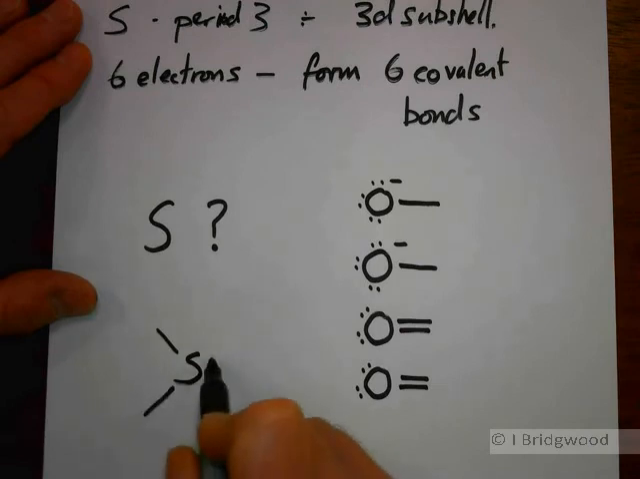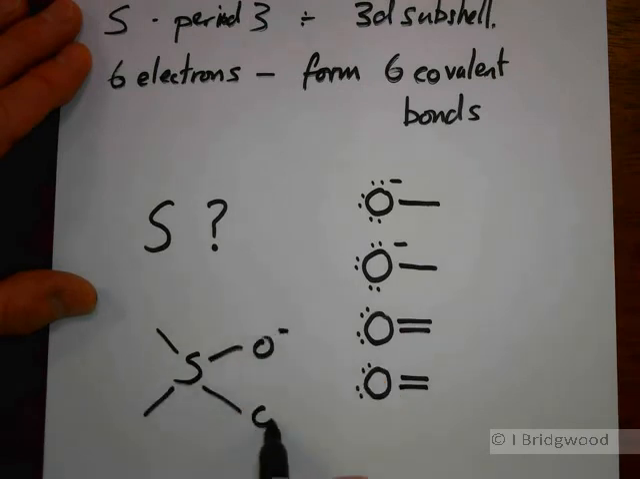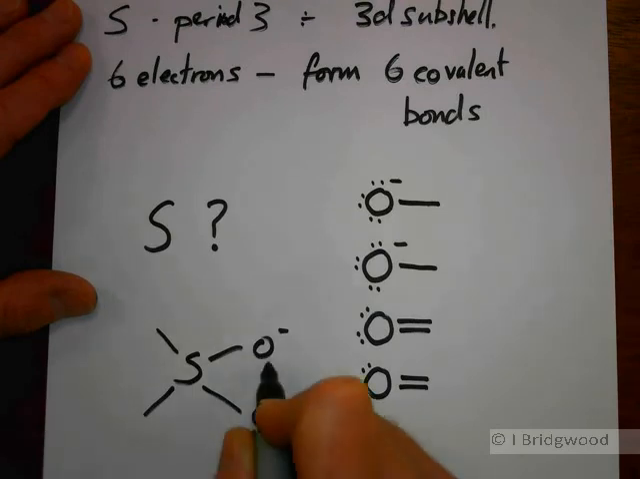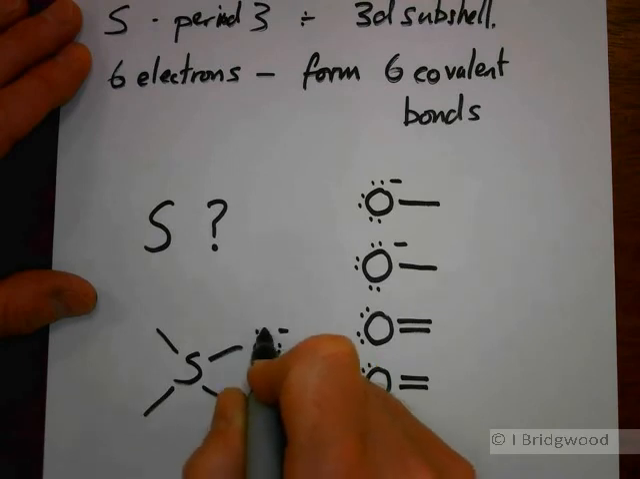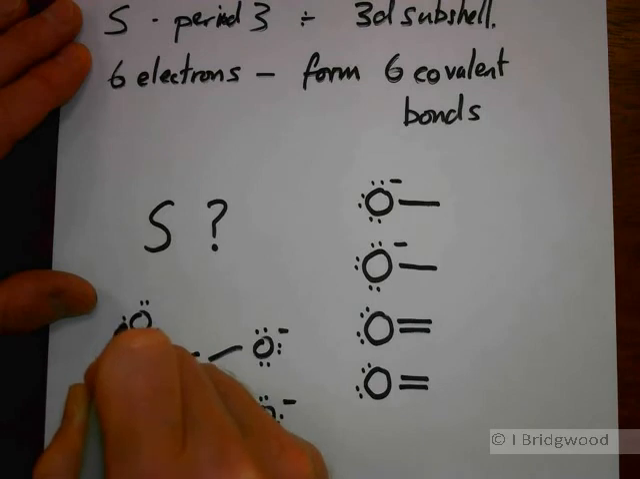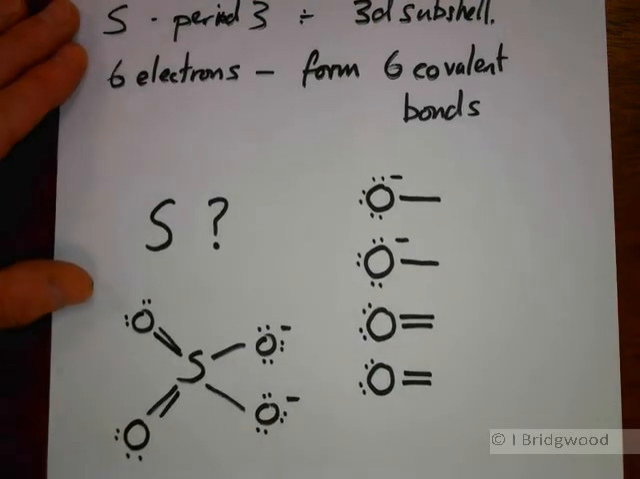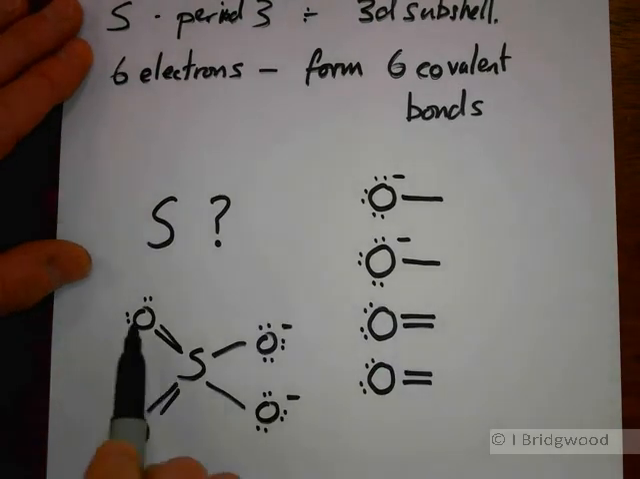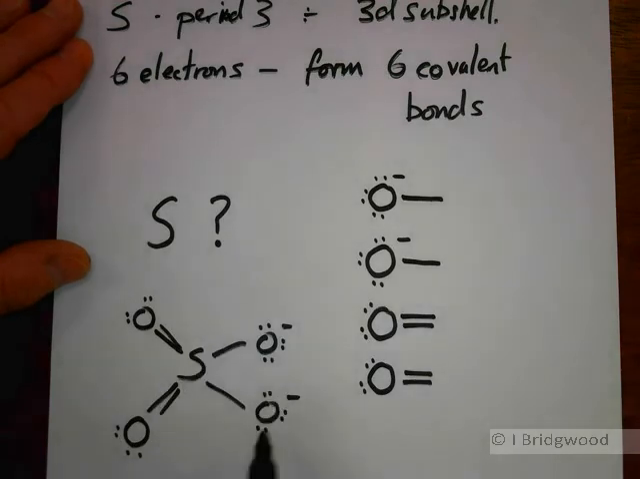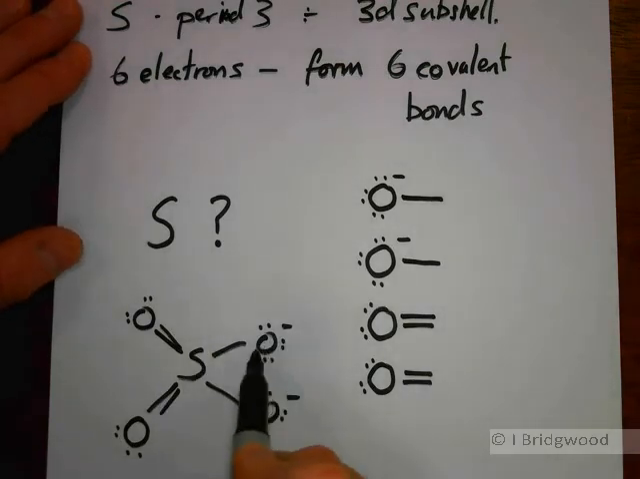So let's just put that together with the sulfur and see what we get. So we'll have sulfur, two oxygens with negative charge. Let's put all the electrons on, and 2 oxygens with double bonds. So how are the oxygens? The oxygens are fine. They each have their complete octet of electrons.